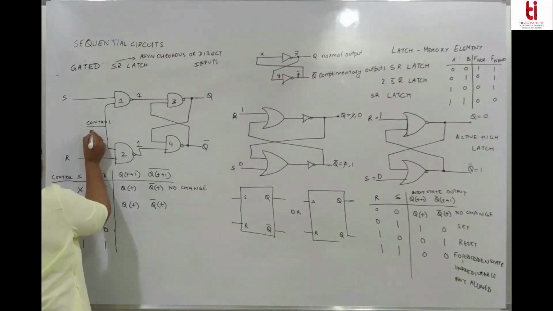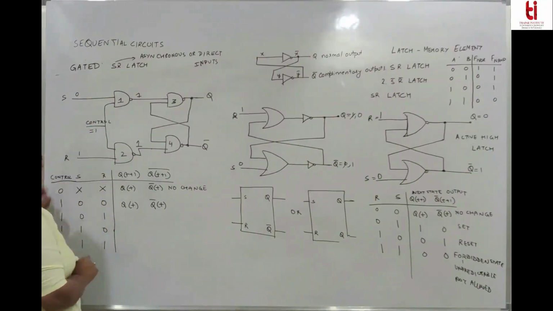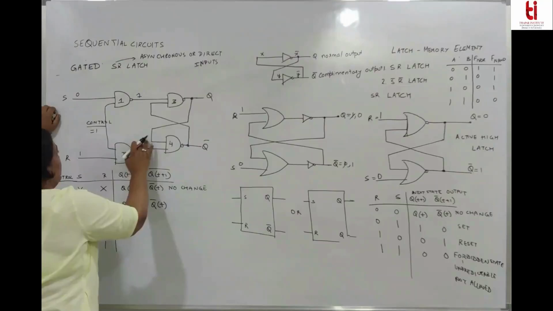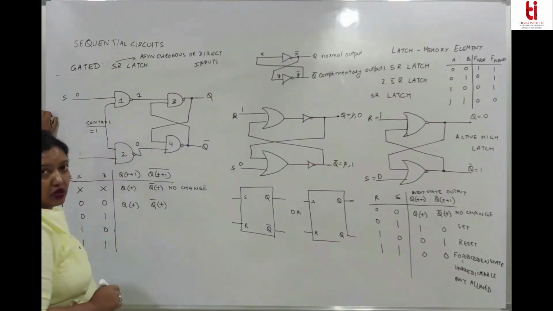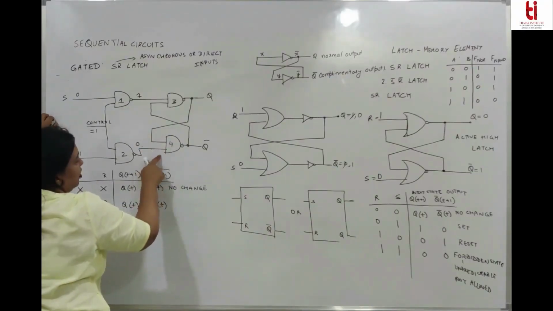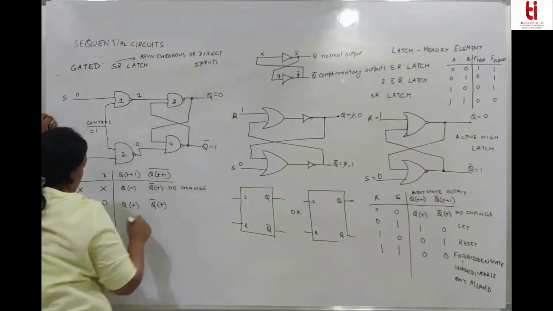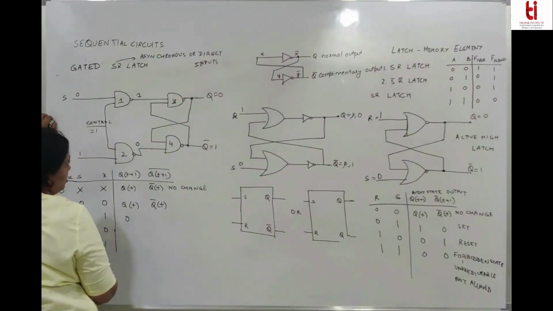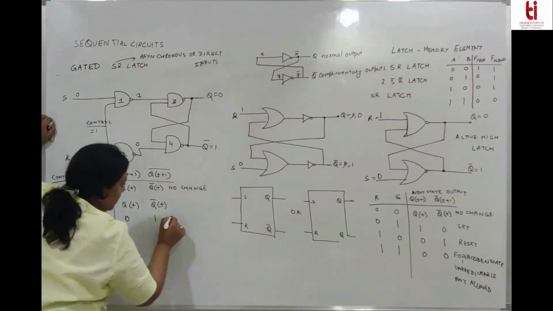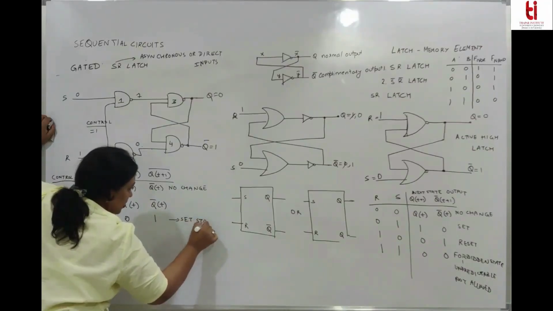Then when control is 1, S is 0 and R is 1. 0, 0, 1 will give you 1. This is 1, this is 1, this will give you 0. This is 0. If one of the inputs of a NAND gate is 0, it will give you 1. 1, 1 will give you 0. So Q goes to 0 and Q bar goes to 1. And when your normal output is 0 and the other one is 1, that means this is a set state.